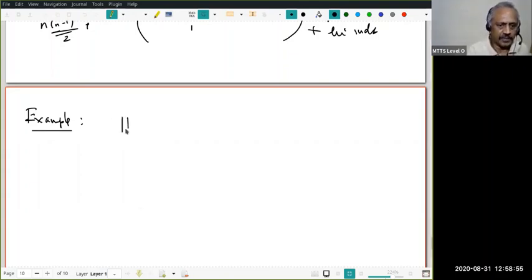Let us look at R8 now. In this, I look at the vector subspace x1, x2.